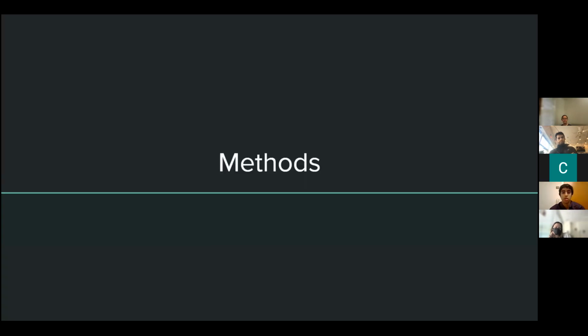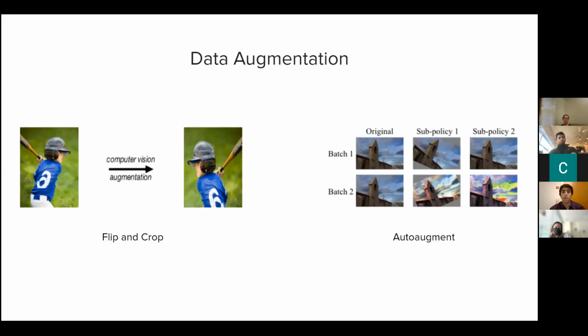So first, the methods. In the paper, the authors experiment with different data sizes for the downstream task. For example, when we look at object detection, we're going to experiment with 20% of the COCO dataset size, 40% of the COCO dataset size, and so on.